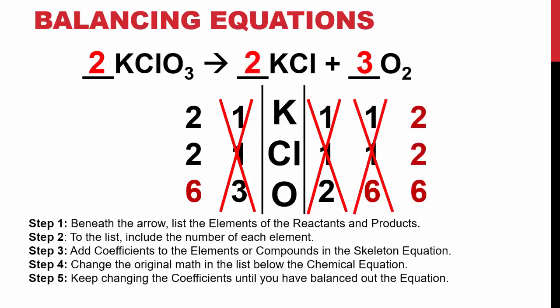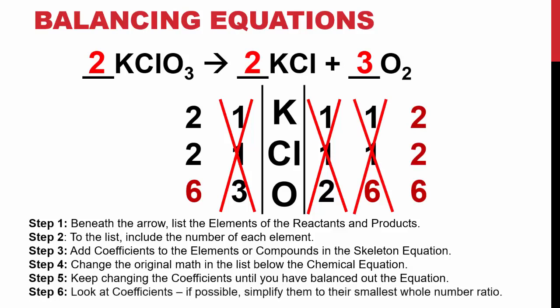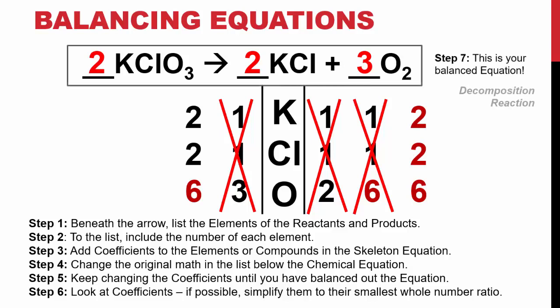So we keep changing. We put a 2 in front of the KCl to balance out the K and the Cl finally. Now we have to check those coefficients. 2 to 2 to 3. Is that the lowest ratio that we can get out of this? It is. So this is our balanced equation. What kind of reaction is it? Decomposition. You should have seen that from having one compound forming multiple little substances on the products.